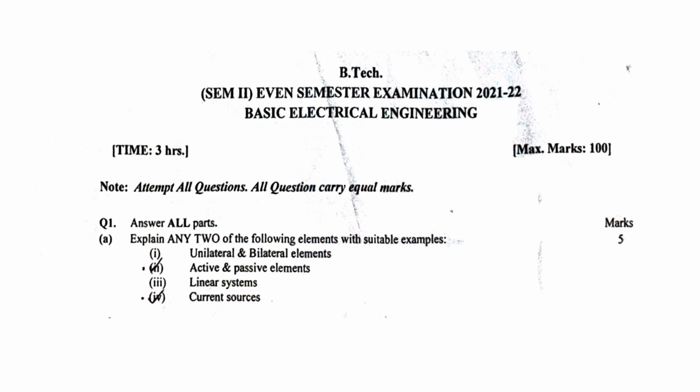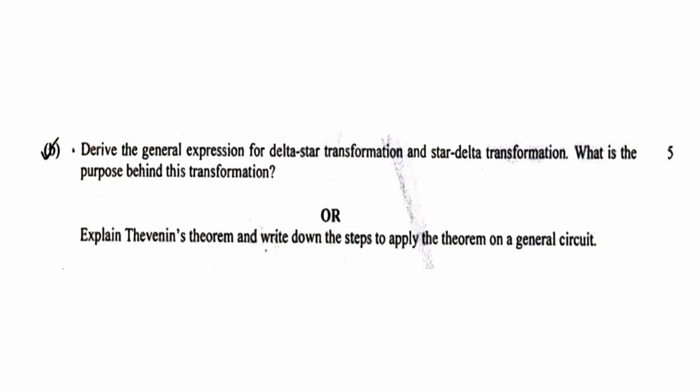And the next question. Every year you get unilateral and bilateral, active and passive, what is a linear system, and what are current sources. Explain any two. I think the best is to go with unilateral and bilateral, and active and passive elements. And then moving to the next question, the same question gets repeated here.